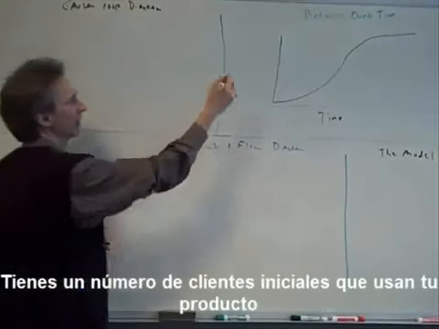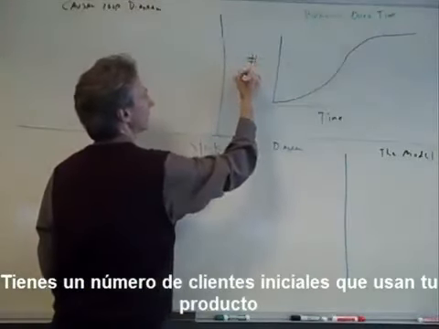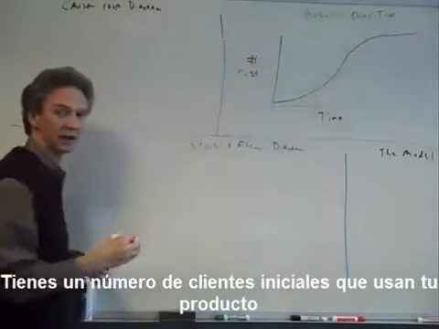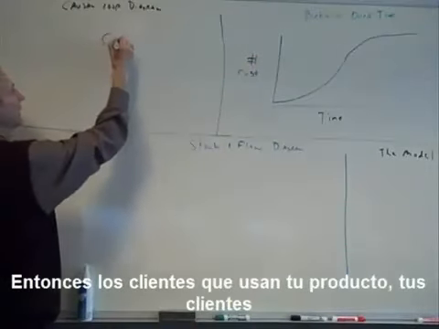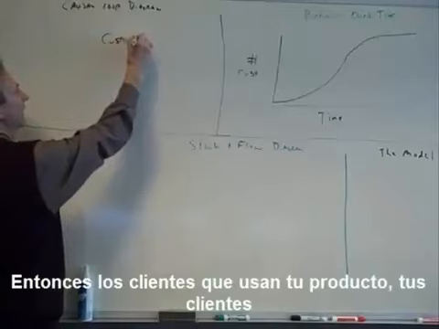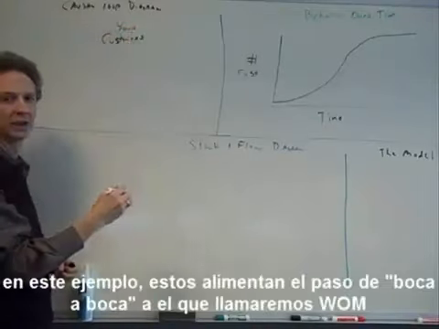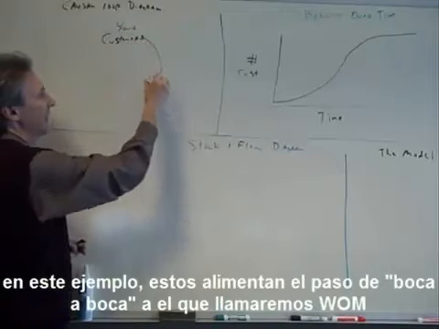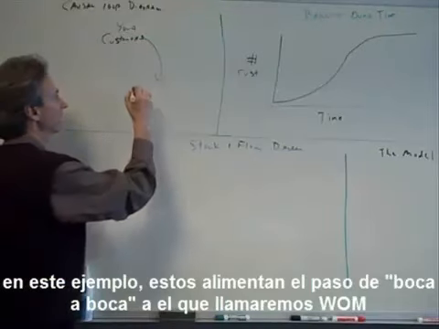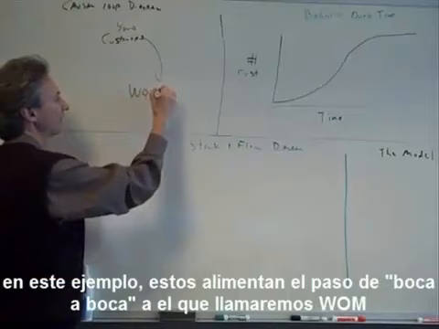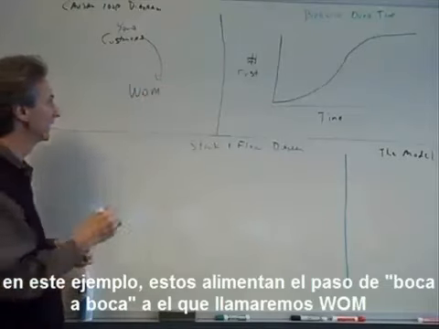So we'll do number of customers. So these are customers that use your product. Okay? So let's draw it. So customers that use your product, I'll just say your customers. That drives, in our example, positive word of mouth. And so I'll just write W-O-M. That's kind of word of mouth out in the industry.